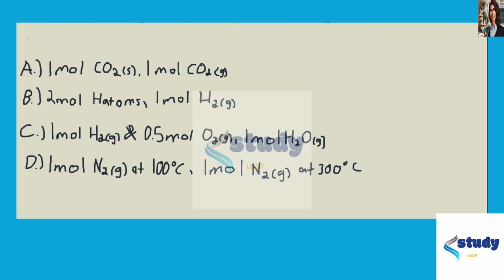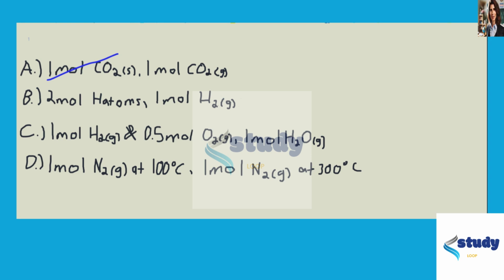So in part A, we're dealing with 1 mole of solid CO2 and 1 mole of gaseous CO2. Since in solid CO2 the molecules are closer together, you're going to have stronger IMFs. And in gaseous CO2, the molecules are further away, so you're going to have weaker IMFs. So that means that gaseous CO2 is going to have the higher enthalpy.